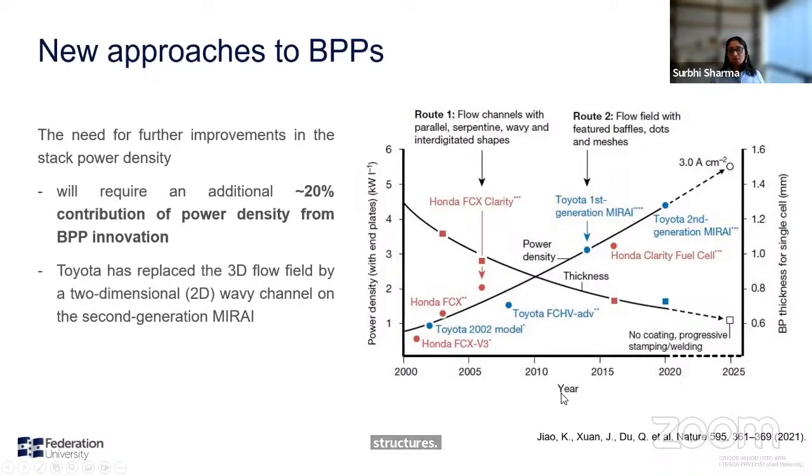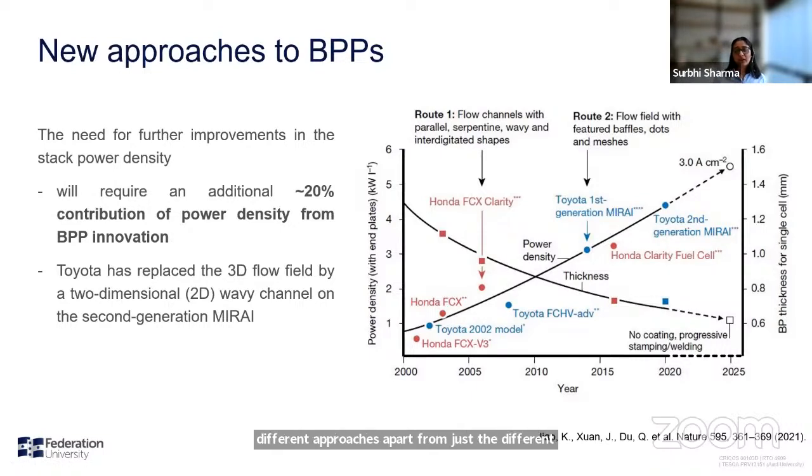Moving on into the future, there's a variety of different approaches apart from just the different types of flow field channels. There's also meshes and hybrid structures that are being explored to enhance the performance of the bipolar plates.